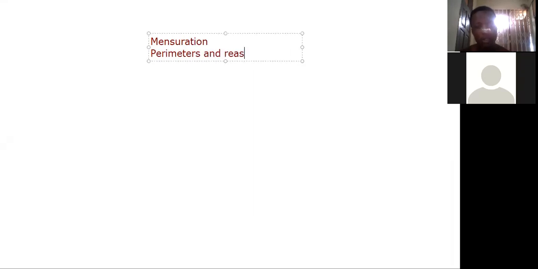Areas of plane figures. Now we did that of a square, that of a rectangle. We've already done circles and so on and so forth. Today we'll be doing that of a triangle. So let's consider a triangle.